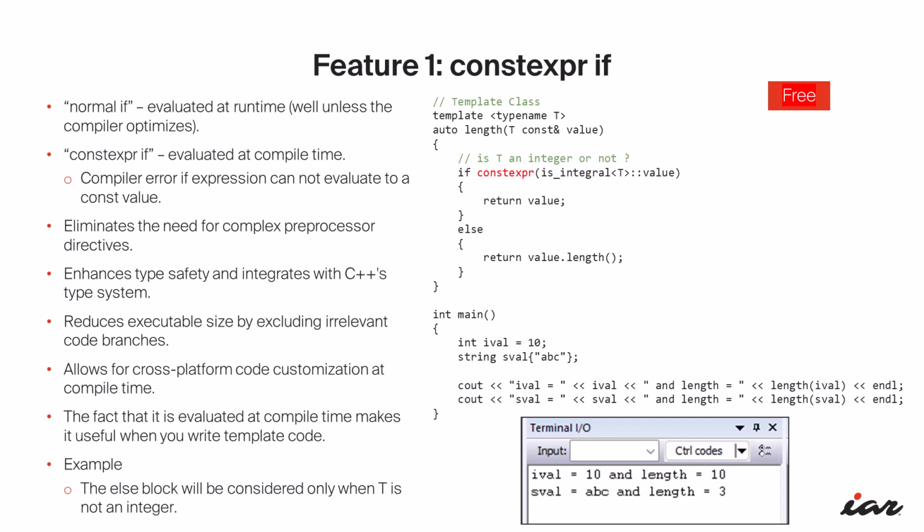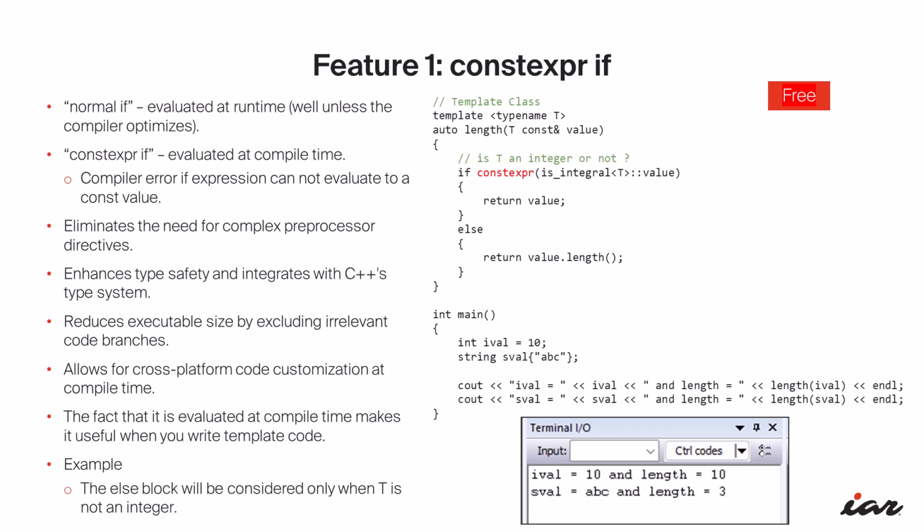If we look at the example here, we have a template function, and then we have an if statement, the constexpr if, and it checks if the value passed to this function length is an integer type or not. And if it's an integer type, it just returns the value. And if it's some other type, it assumes that it has a length method, and then it returns the length instead.